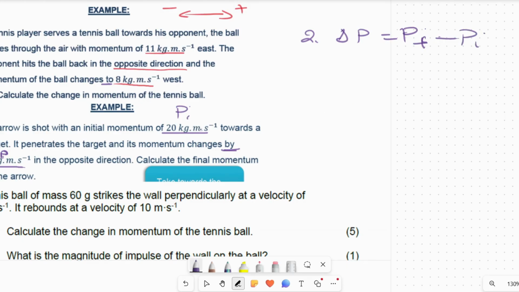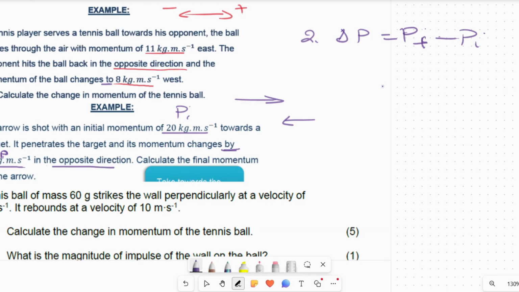So remember, the most important thing every time is that we must always stick to the sign convention. In this case, we don't know which direction the arrow was shot in, whether in this direction or that direction. But what we know is that the change of momentum was in the opposite direction. So that is what we know.